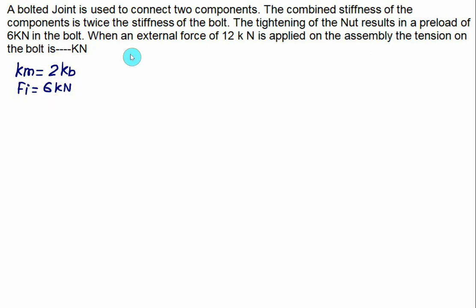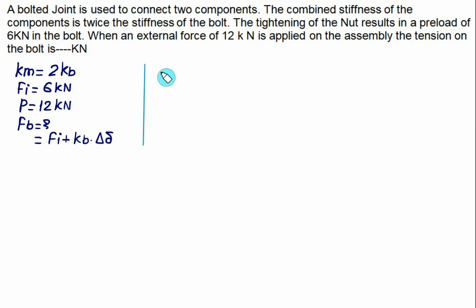When the external force of 12 kN is applied, that is the value of P is equal to 12 kN, on the assembly, you have to find out the tension on the bolt. The value of the total force on the bolt, Fb, we have to find out. The value of Fb will be equal to the initial preload plus Kb multiplied by del delta. The total external load P is given as the stiffness of the member plus the stiffness of the bolt multiplied by del delta. So from here we can calculate the value of del delta, and then we'll substitute and find out the value of Fb.